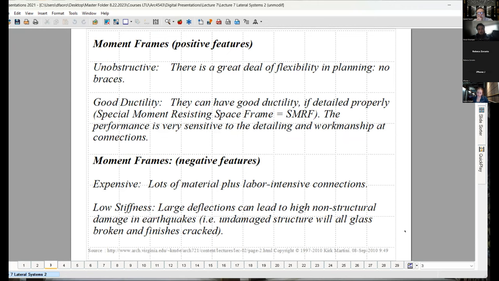Moment frames, their negative features: expensive, lots of material plus labor. You know, they're welded, they have to be done on site. They're not something that could be prefabricated easily and then just bolted together on site. Low stiffness, large deflections can lead to high non-structural damage in earthquakes. Undamaged structure with all glass broken or finishes cracked, those could be potential problems.